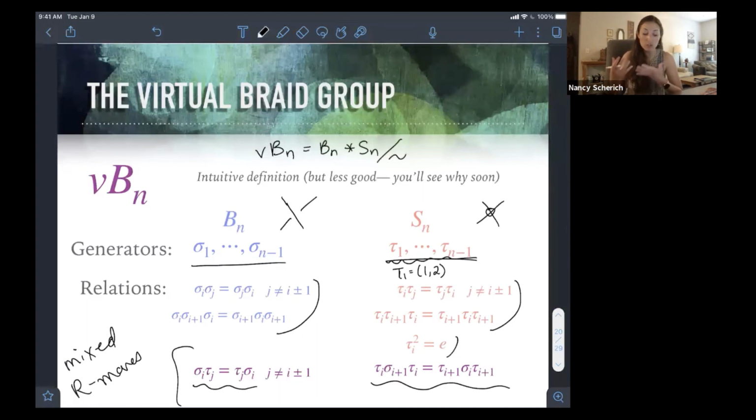And this is a pretty intuitive way to get at the virtual braid group, because you're just saying, okay, elements of this group have regular crossings and have virtual crossings. That kind of makes sense, but the presentation is awful. Okay, so that's the initial impression you should get, is this is a terrible presentation, but I can sort of see what these braids are. Any questions?